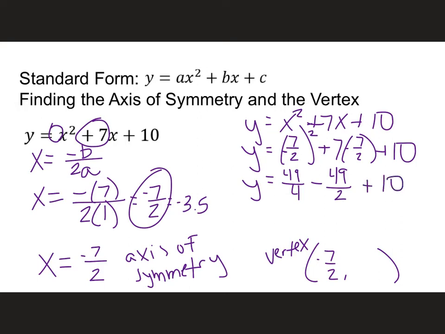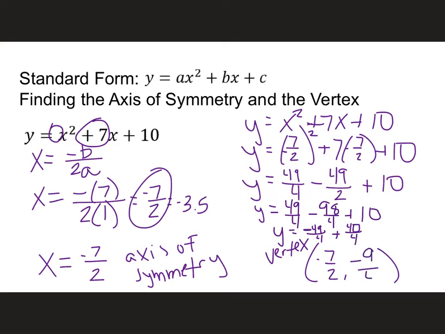So to get a common denominator, the common denominator would be 4. So we would have 49/4 minus 98/4 plus 10. Ooh, I'm going to have to write smaller. So this would be -49/4 plus 10, to go to a 4 would be 40/4. So -49/4 plus 40/4 would be -9/4 for our y value.